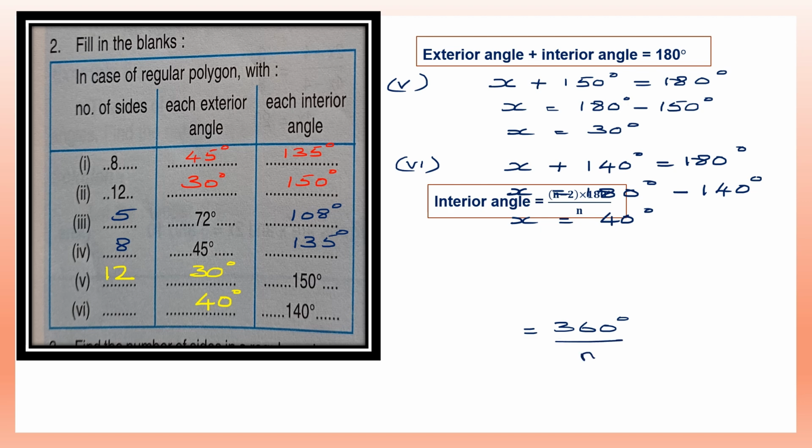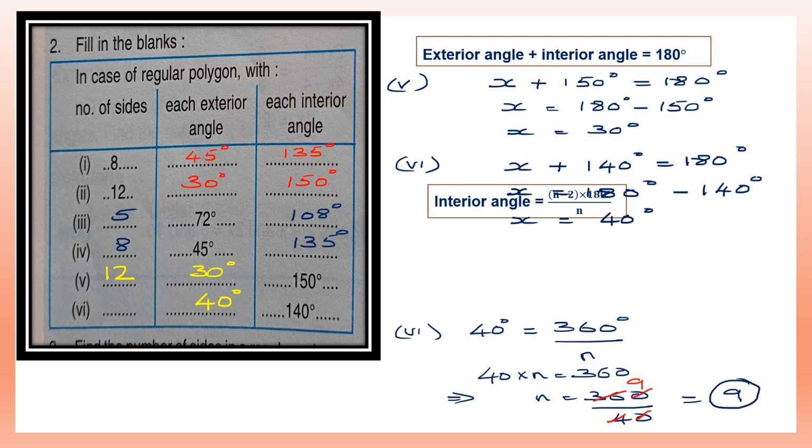And the exterior angle here for the sixth sum is 40 degrees. Okay, this is the sixth one. So now to find this, we just have to say 40 into n. 40 into n is 360. So to find the value of n, we say 360 divided by 40. So here we can cancel the zeros. 4 nines are 36. So we found the value of n to be 9. That means the number of sides is 9.